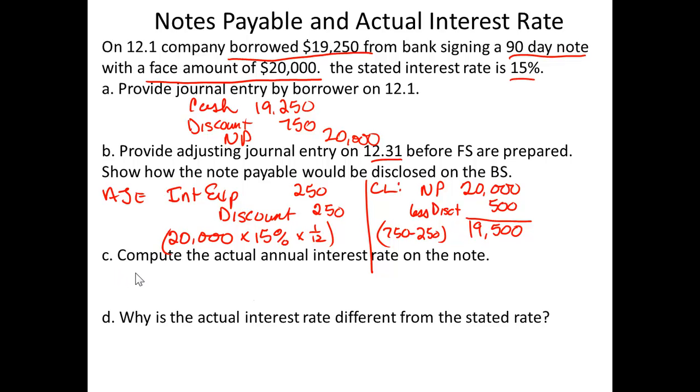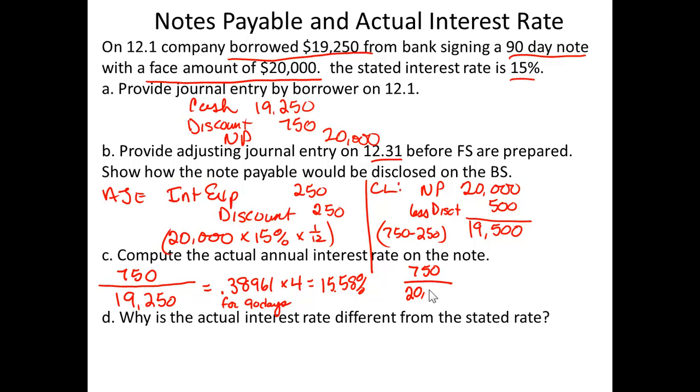Well, here's the interesting part. It says compute the actual annual interest rate on the note. Well, we paid $750 for the use of this money, or for the loan, but we only got to use $19,250. So if I find the number, it's 0.38961, which is for 90 days. Interest rates are always reported in terms of a year, so there are 4 90-day periods in a year. So the true interest rate is 15.58%.